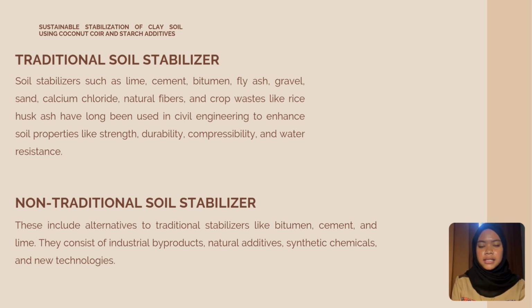Traditional soil stabilizers such as lime, cement, and bitumen have been used for a long time in civil engineering. These stabilizers are used to enhance soil properties such as strength, durability, compressibility, and water resistance. Next is non-traditional stabilizer. This also includes alternatives to cement and bitumen, but they consist of industrial byproducts, natural additives, synthetic chemicals, and new technologies that offer environmental and economic benefits.